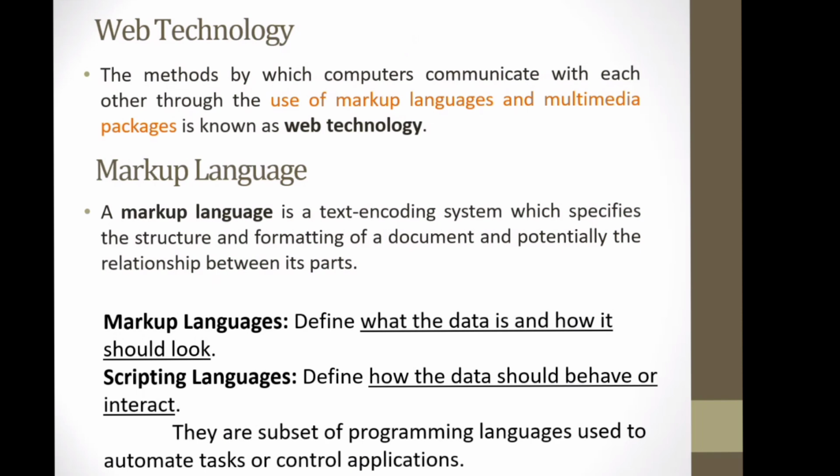Now see, suppose someone asks you what do you mean by web technology. So one simple definition: how computers communicate with each other by using the markup language and multimedia packages. That is called web technology. How computers are communicating with each other and how they are communicating. They are using markup language. They are using multimedia packages. Obviously, there is a network. All right. So this is called a web technology. The method, principle, process, anything you can say, that is a web technology.